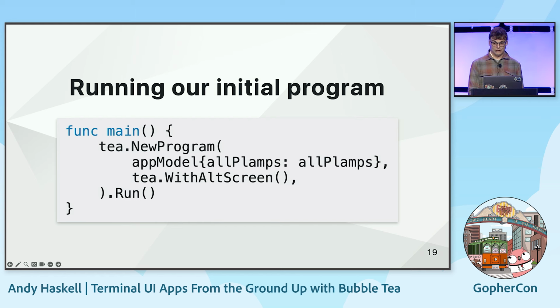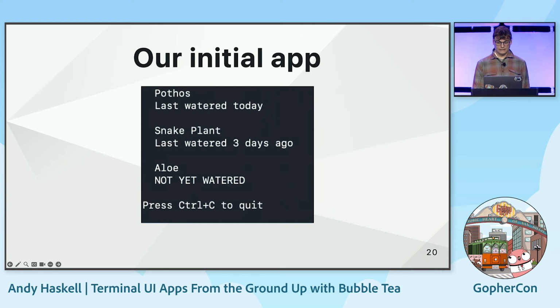To run the app, we need to pass our model into tea.NewProgram, and we're also passing in one other value, an option called tea.WithAltScreen. And what that does is it tells the Bubble Tea program we want to display the app in the entire terminal window rather than only below the command line. So if we compile the code we got so far and run the app, then we'll see our list of plants. So next up, we're going to make this app more interesting by processing arrow key input to move a cursor around and the enter key to water plants.